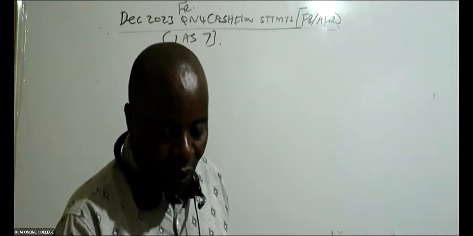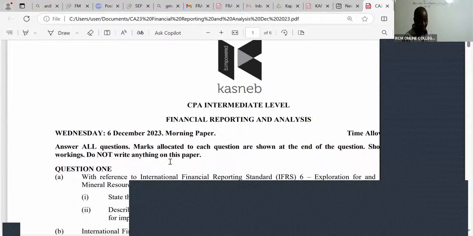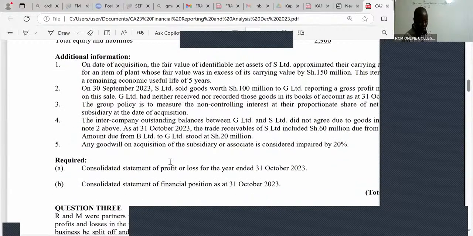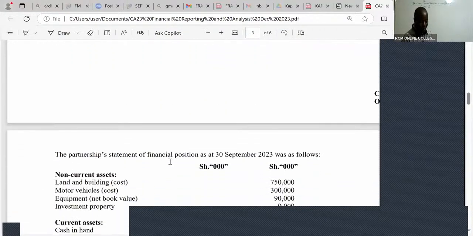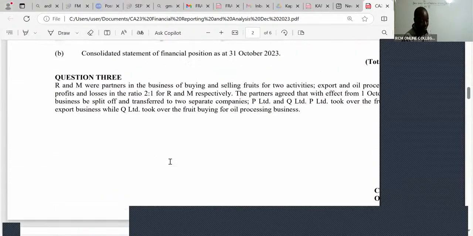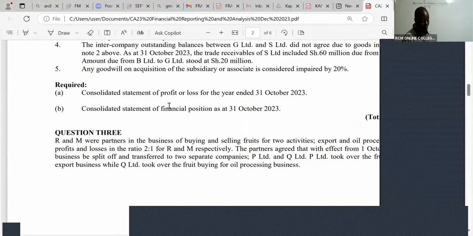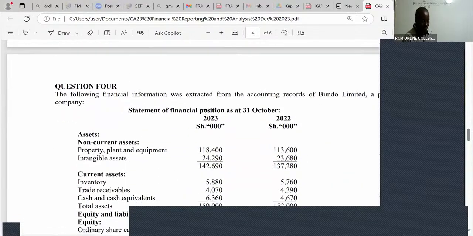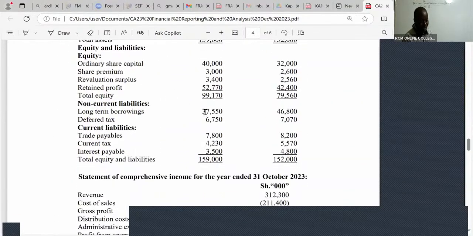The question that we are doing here is shared by Mwalimu. It is a financial reporting question, December 2023, question number 4. You can see in this sitting they gave us a group statement of P&L and a group statement of financial position, very, very important. And in the same sitting, they also tested us on the concept of cash flow. They never miss.